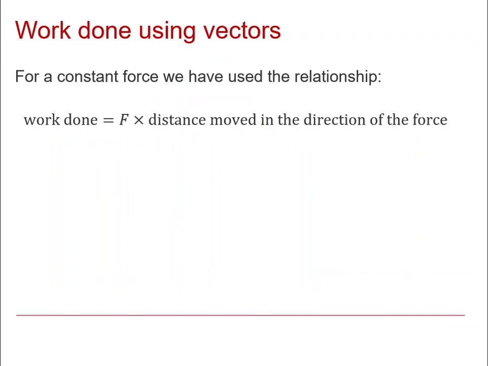Now, so far, for a constant force, we've used the relationship that work done is the force times the distance moved in the direction of the force. It's essentially a one-dimensional setup. Now, if we have the force oblique to the line of displacement, it becomes more complicated. So there's a diagram showing the displacement of distance d along that dotted line. That's going to be undertaken by that point of application of the force F. So the question is, what's the work done?